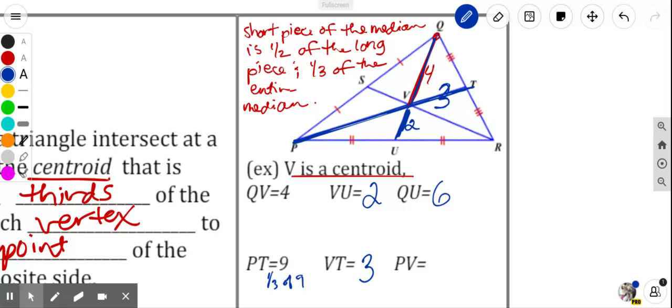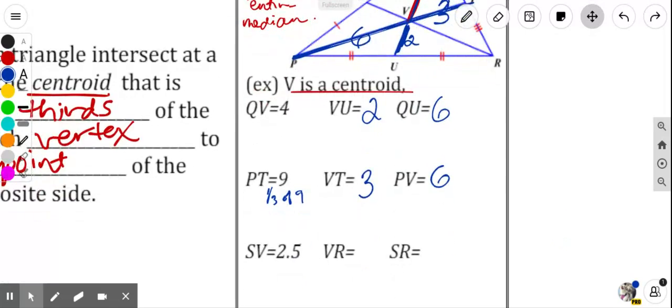Once I get VT, I can easily get PV by either doing 9 minus 3, which is 6, or, when you have the short piece and you want the long piece, you just double it. So 3 times 2 is 6. And so that's VT and PV. So if you're given the whole thing, divide it by 3 to get the short piece, and double it to find the longer piece.